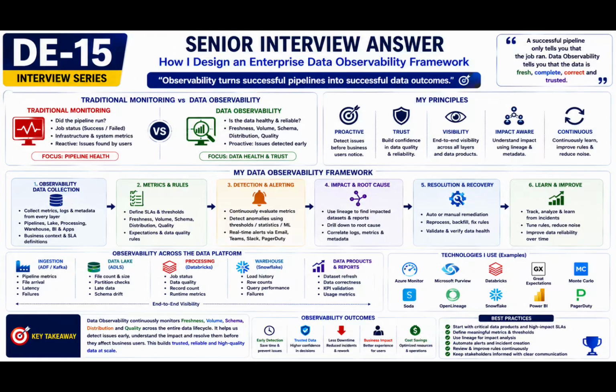Similarly, monitoring, lineage, catalog, observability. These capabilities complement each other. Monitoring tells us whether systems and pipelines are running. Lineage tells us where data came from and what depends on it. Catalog helps us discover and understand data. Observability brings continuous health visibility across these layers. These capabilities complement each other.